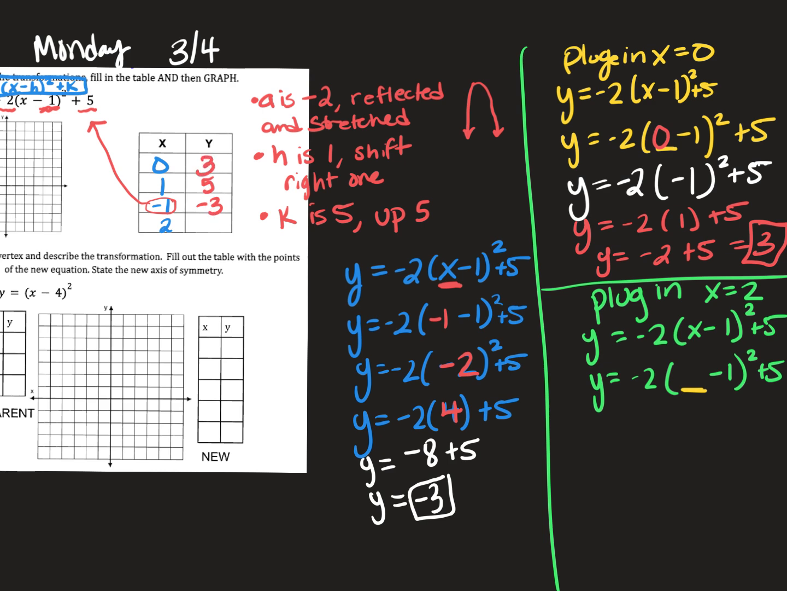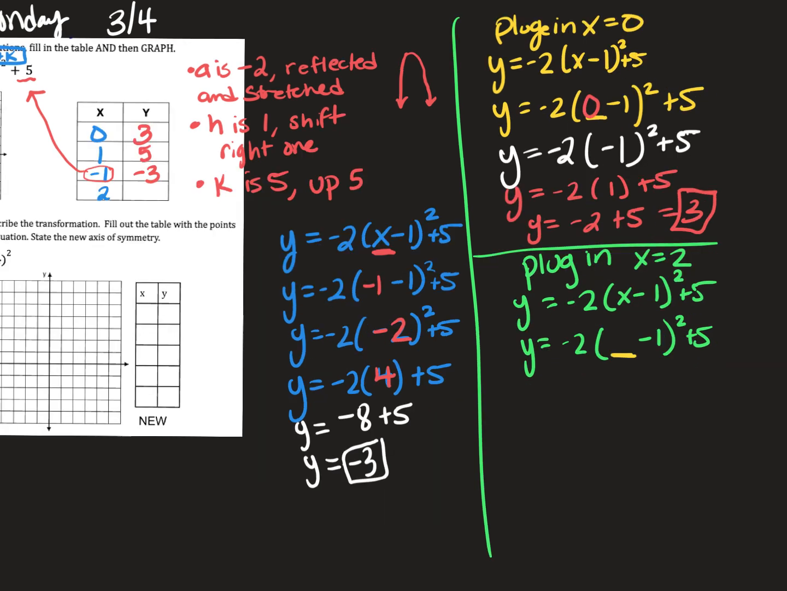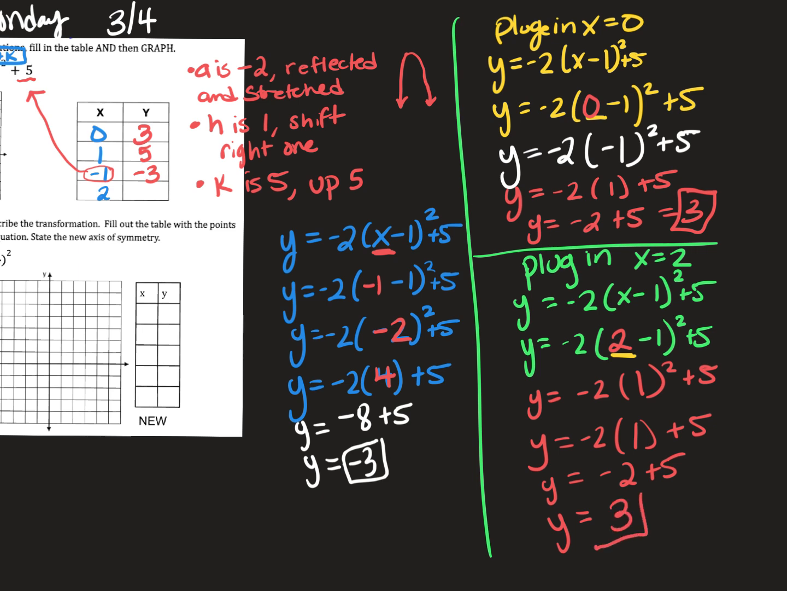Lastly, I'm going to plug in that 2. I already wrote it, but now I'm going to plug in the 2 right there where the x would go. 2 minus 1 is just positive 1, squared. Keep the plus 5. Keep the minus 2 outside. 1 squared is just 1. But you still got to multiply it by that negative 2 and add 5 to it. Negative 2 times 1 is negative 2 plus 5. Negative 2 plus 5 is, I see people telling me, 3. So when I plugged in 2, I got 3 as a result. Now I have 4 points.